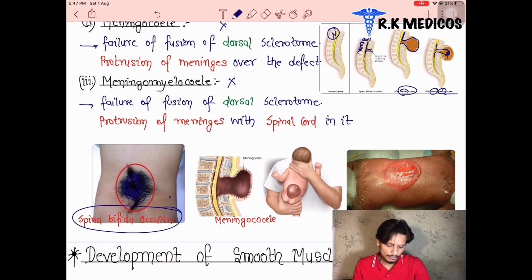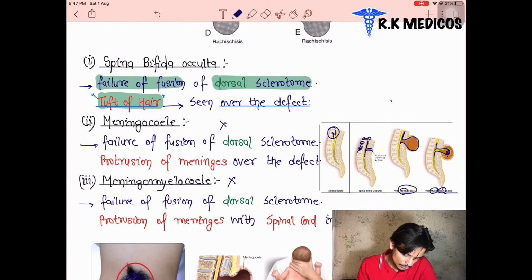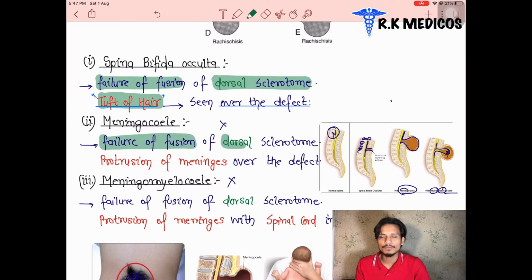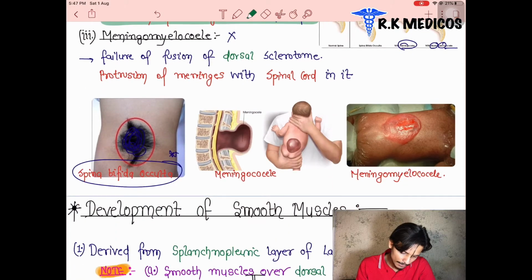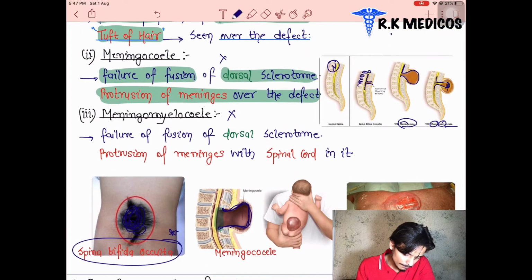Next we can see there is also a failure of fusion of the dorsal sclerotome, and there is a protrusion of meninges over the defect. Where the defect happens, there is a protrusion of these meninges. So this disease is called meningocele. Next we are going to see meningomyelocele.